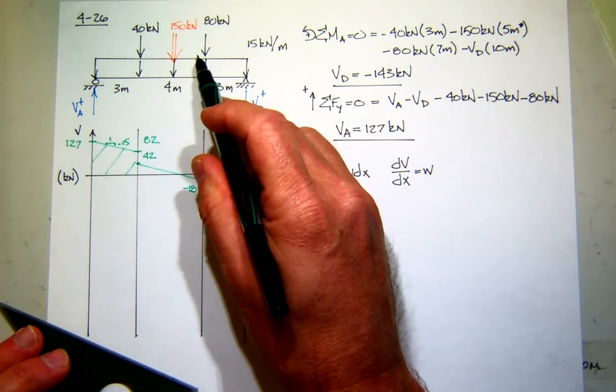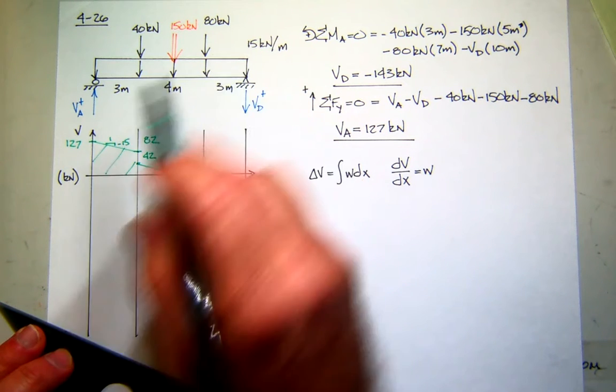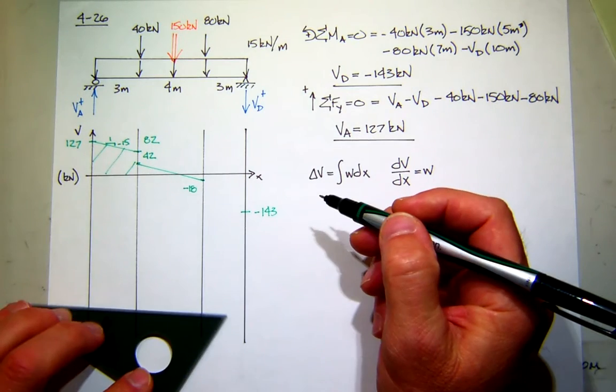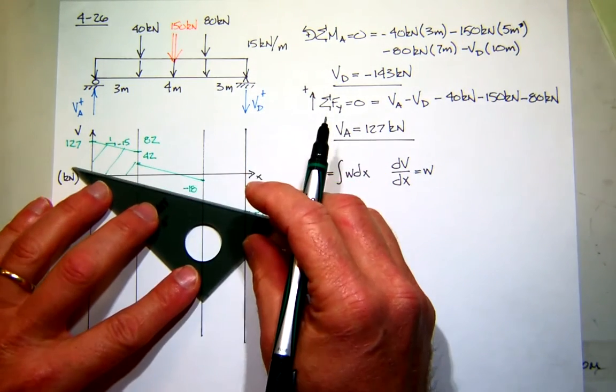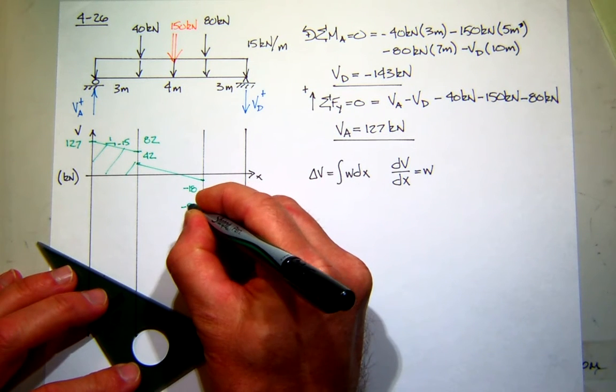Now what happens is I go from the left side to the right side, and I pass by that negative 80 kilonewton force. It should drop down 80, right? So that's going to be right about there, and that's going to be 98.